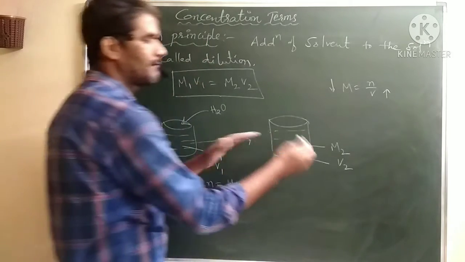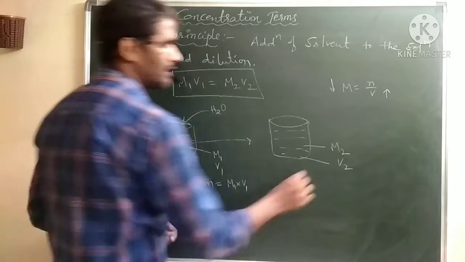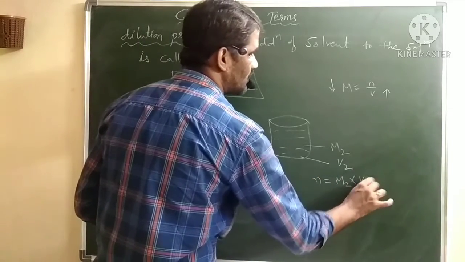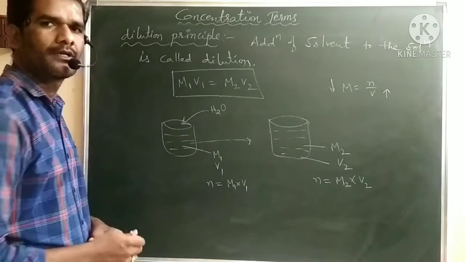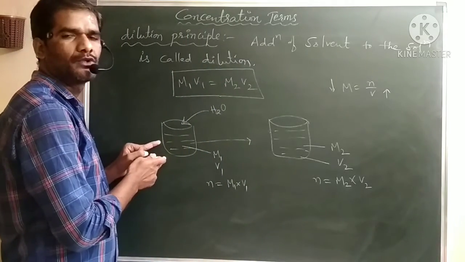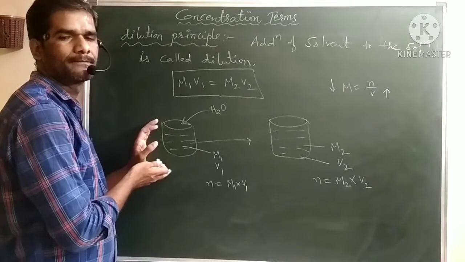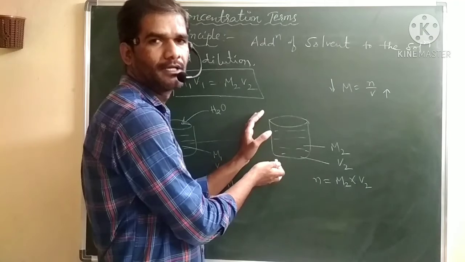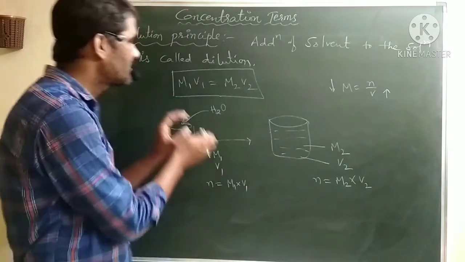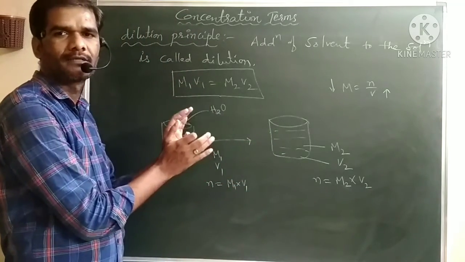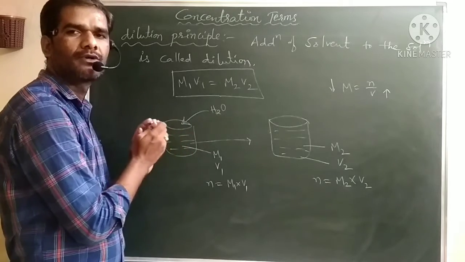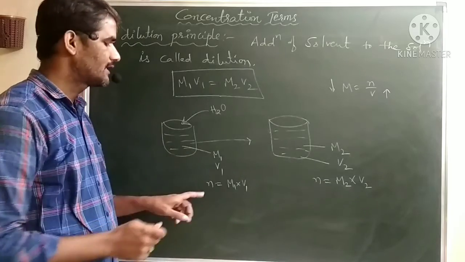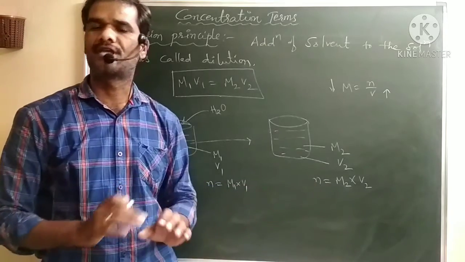Now what about the number of moles in this solution? Again number of moles is equal to molarity into volume. See, whatever the amount of solute present in the first beaker will be the same as the amount present in the second beaker also. Why? Because here we are adding only the water. The amount of solute is not changing, which means the number of moles also will not change.